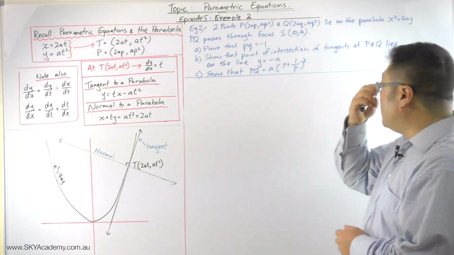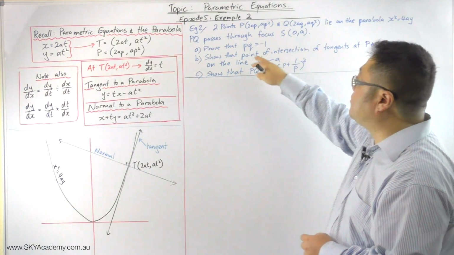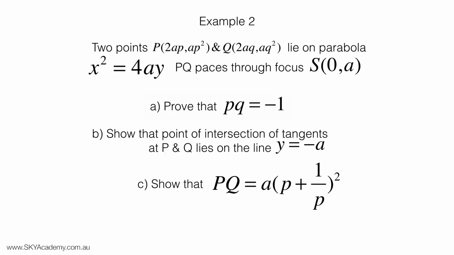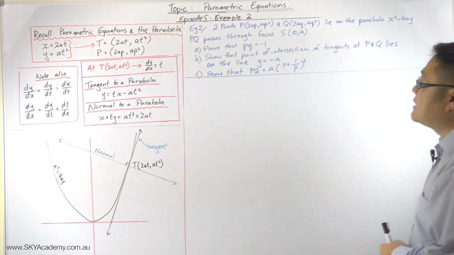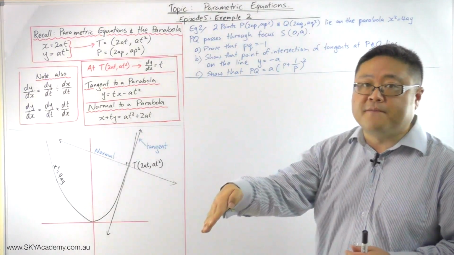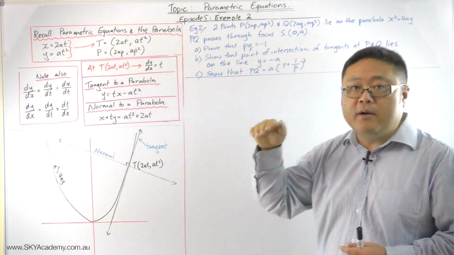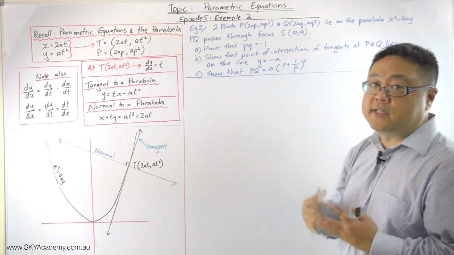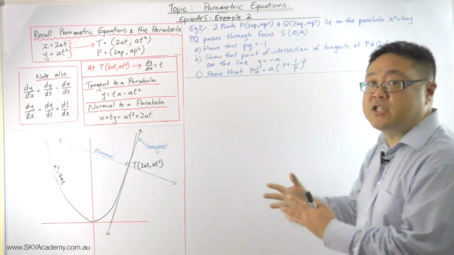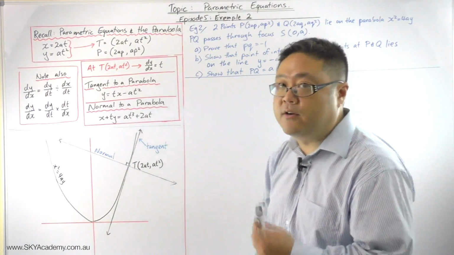Part A of the question is to prove that pq equals -1. That's a very common thing that will be asked in this sort of question, where you have a chord that passes through the focus. It's called a focal chord, and usually what that tells us with parametric equations is that pq equals -1. I am now going to show you how that works.